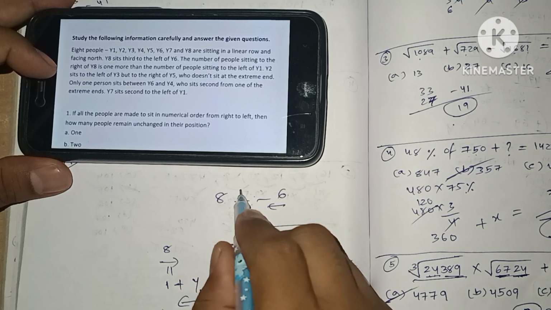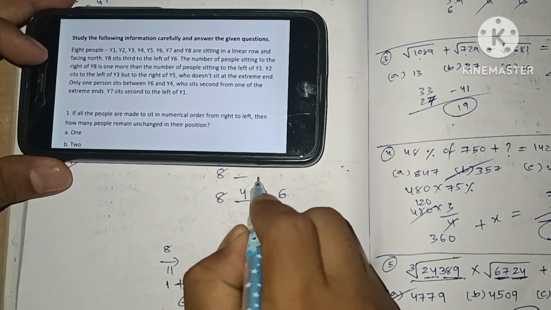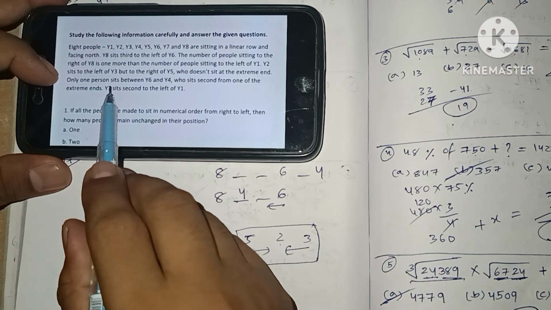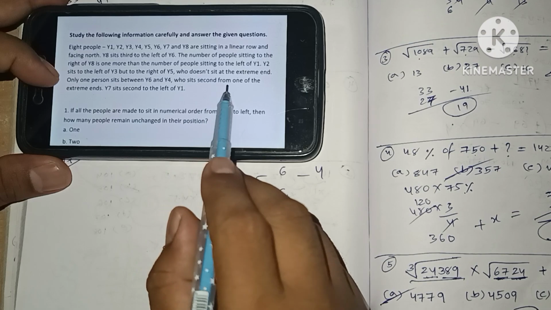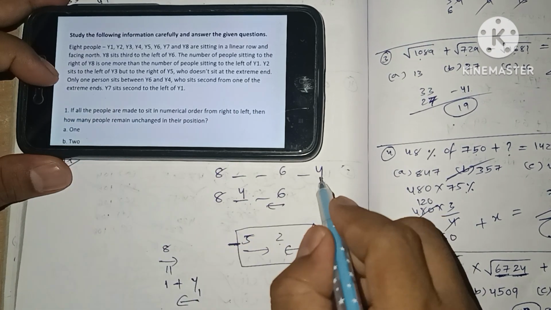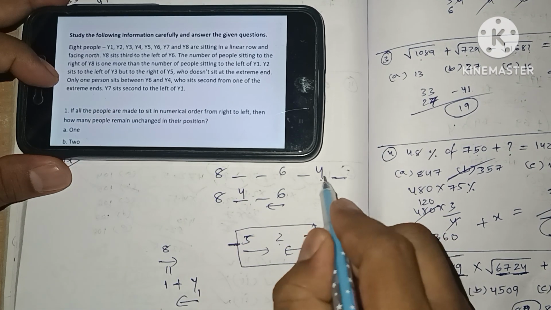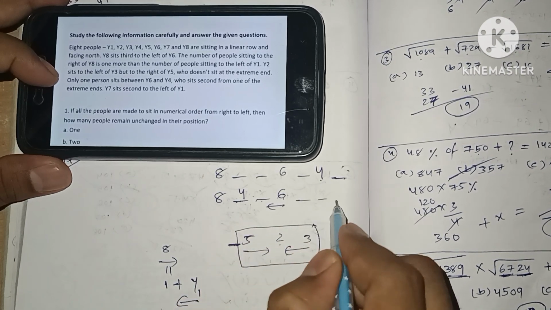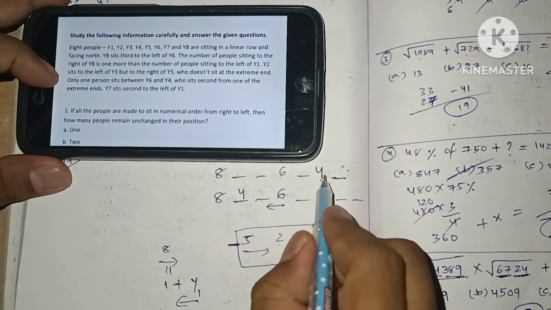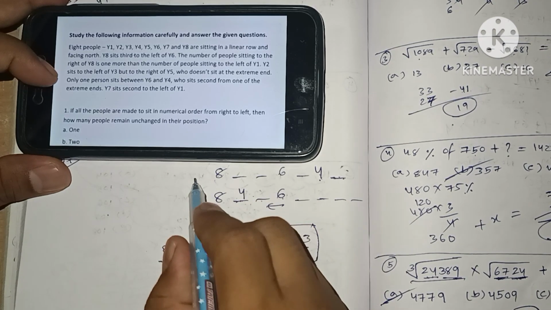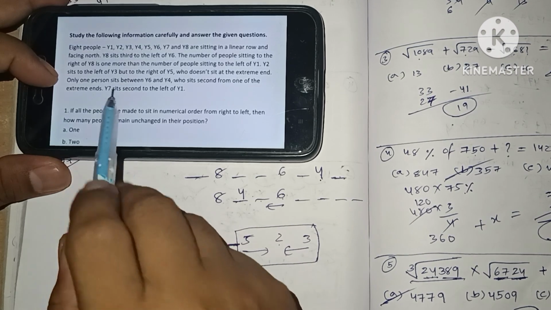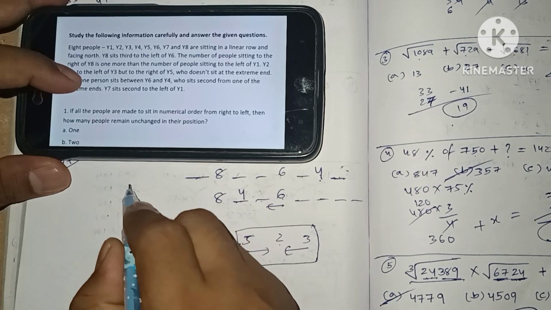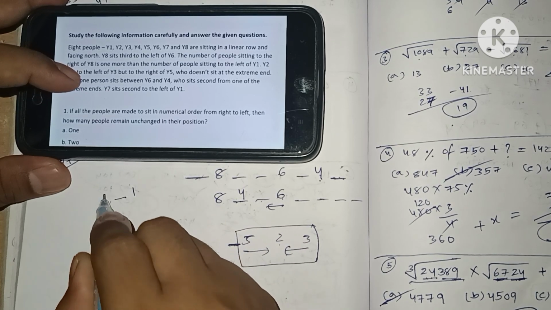Let's start here. Either here or another possibility we have here. Okay. 4 sits second from one of the extreme ends. 4 is second, which means from this side it is the second place. In this case it is second place. Third, 4, 5, 6, 7, 8. 1, 2, 3, 4, 5, 6, 7 and 8. So next, 7 sits second to the left of 1. Second to the left of 1 is 7.